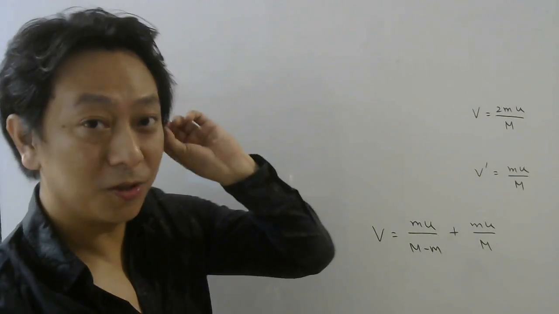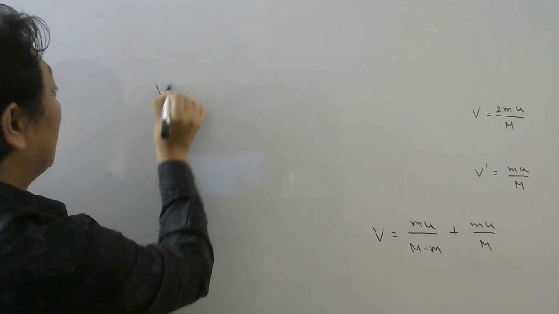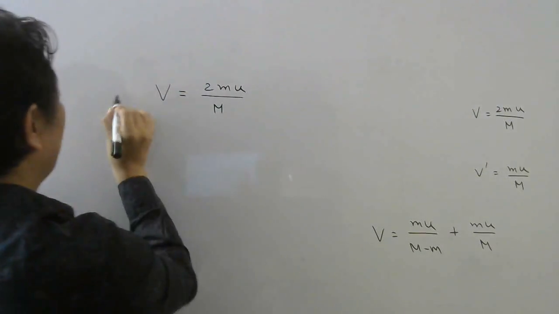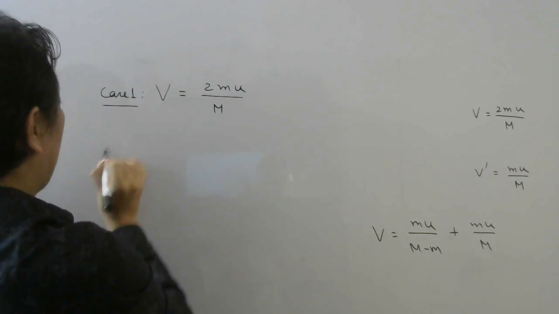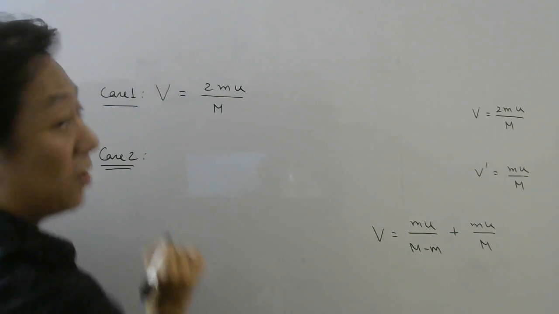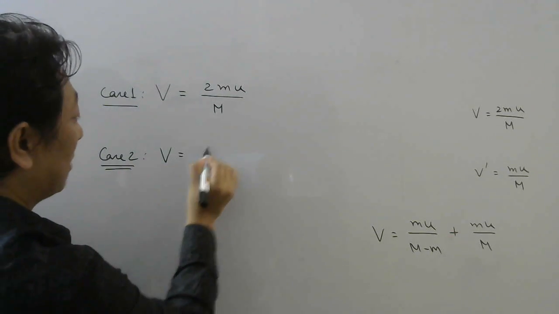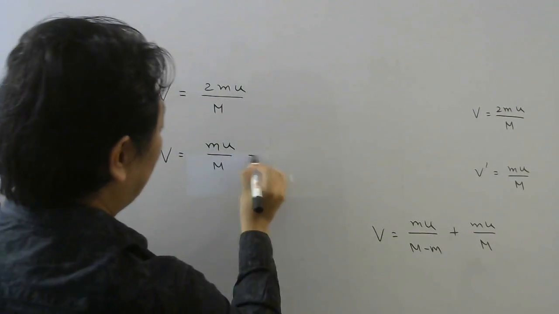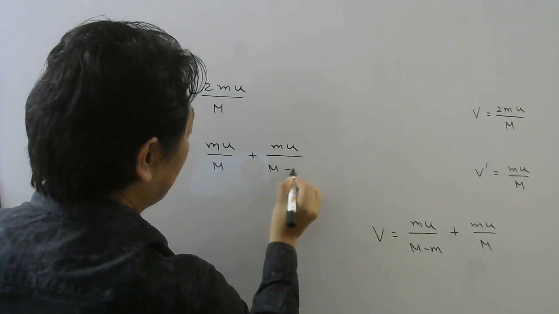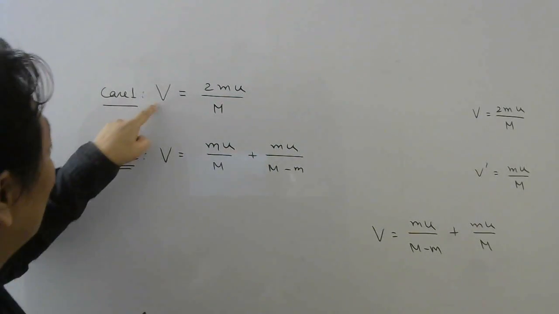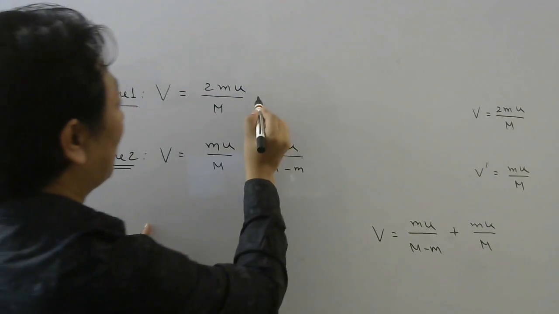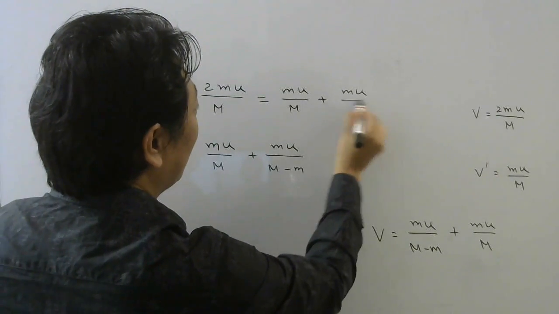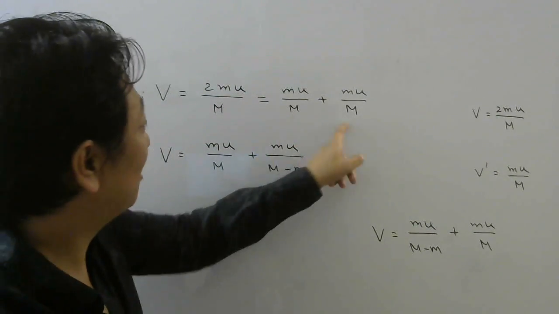Now let us compare the two cases. In the first case, when he throws both the stones at the same time, the final velocity was this, right? 2mu by capital M. This was your case 1. And case 2, where he throws the stones one after another, the final velocity was this, right? Which, let me write this term first, mu by capital M plus mu by (M minus m). Now, can you guess whether this is more or this is more? Well, that's quite easy to compare. You can write this one as mu by capital M plus mu by capital M, isn't it? This plus this will be this only.